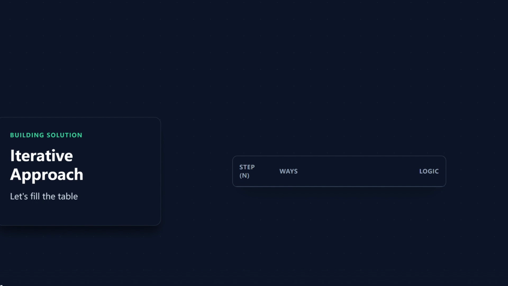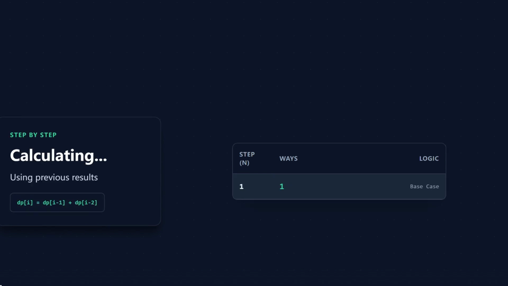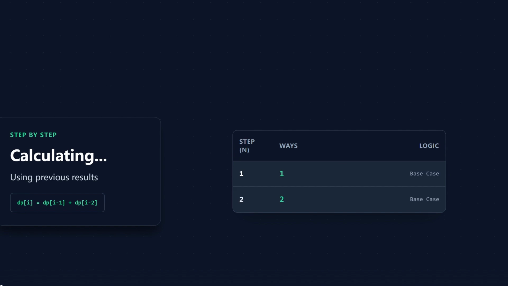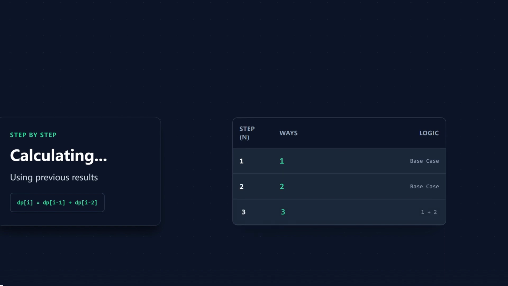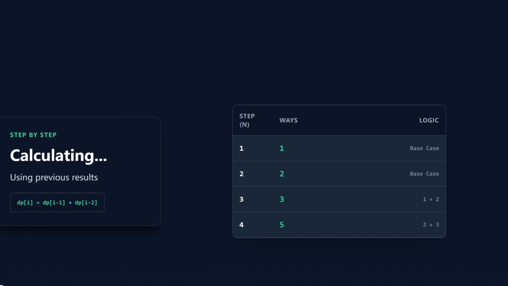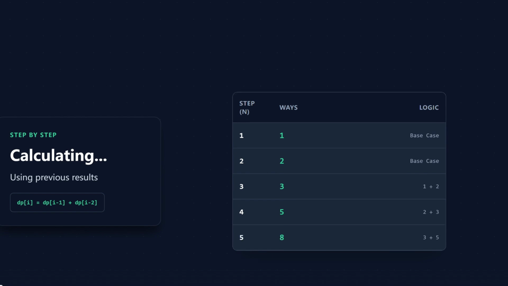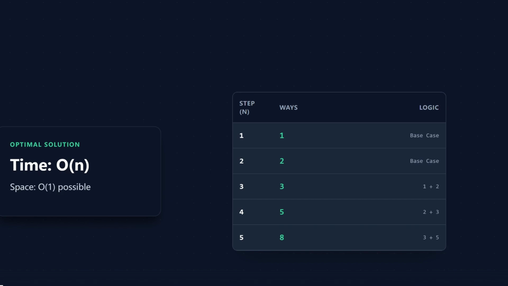So we can build it iteratively, from the bottom up. For step 1, there is 1 way. For step 2, there are 2 ways. For step 3, we add the previous 2, 1 plus 2 equals 3. Step 4 is 2 plus 3, which is 5. And step 5 is 3 plus 5, which is 8. This is the most efficient way to solve it.